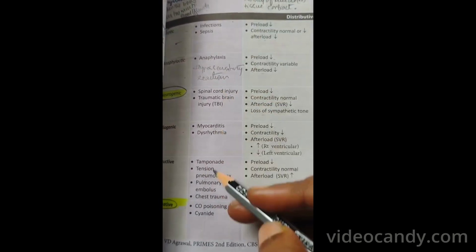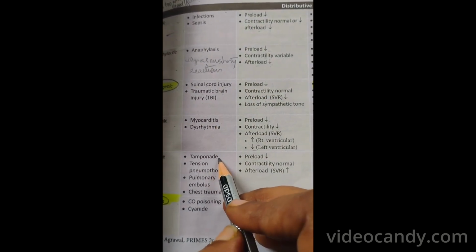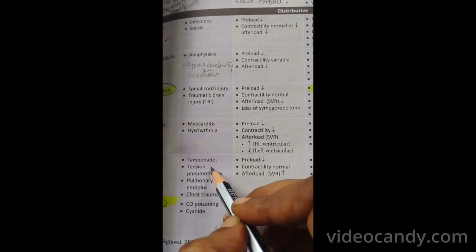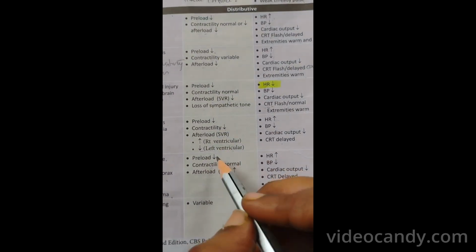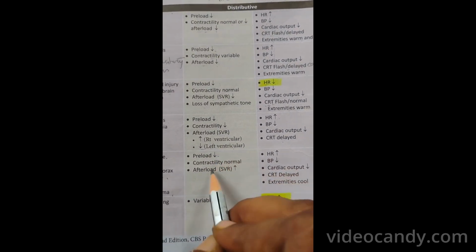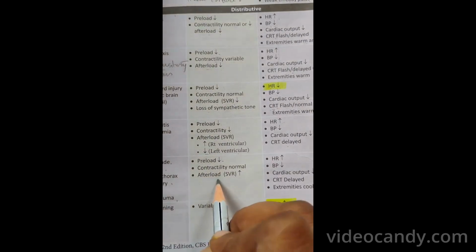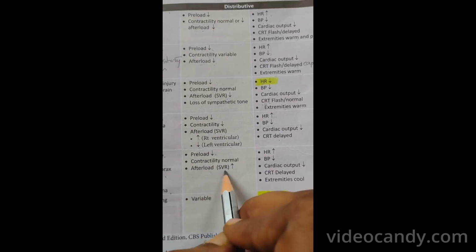The next shock is obstructive shock. The causes of obstructive shock are cardiac tamponade, tension pneumothorax, pulmonary embolus, or chest trauma. The pathophysiology: decreased preload, contractility normal, and afterload, SVR, increases.